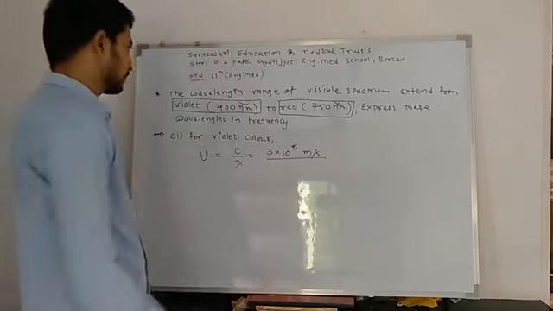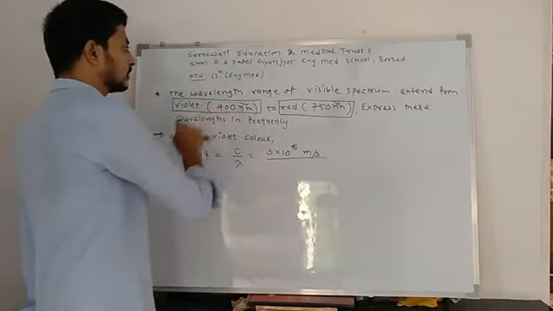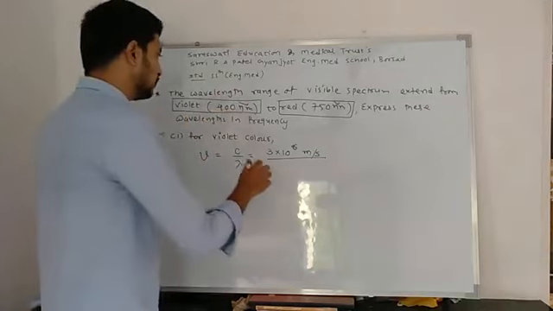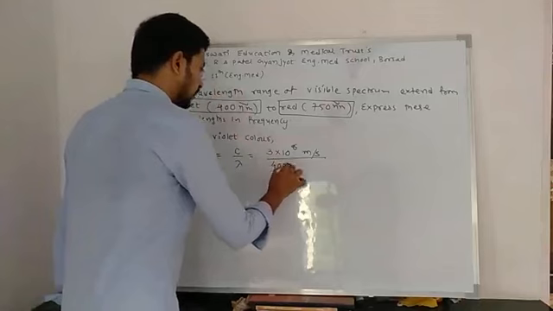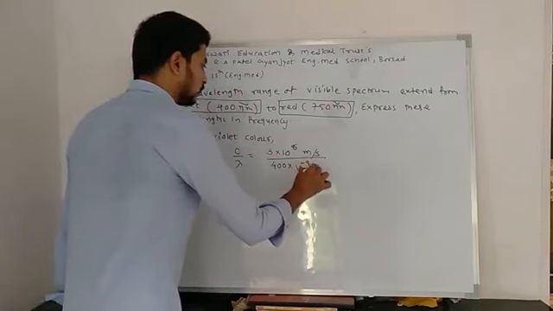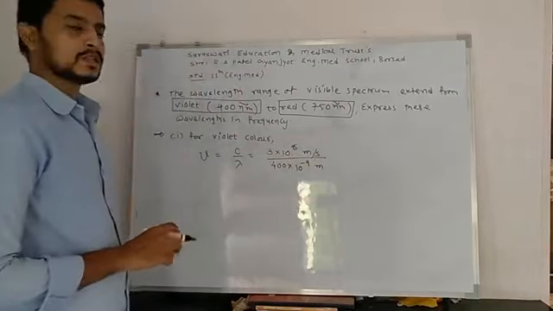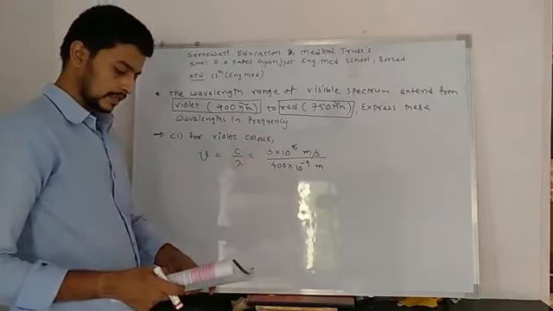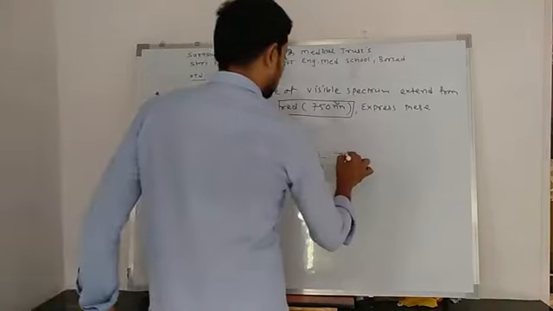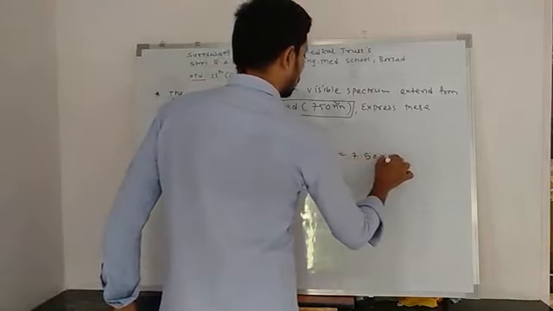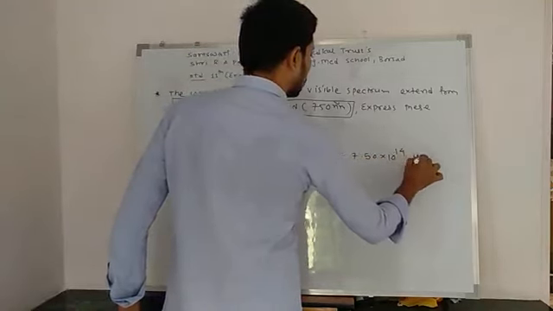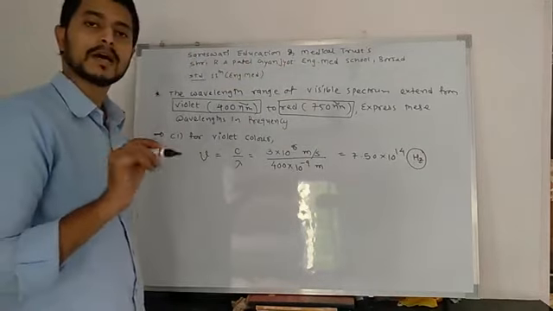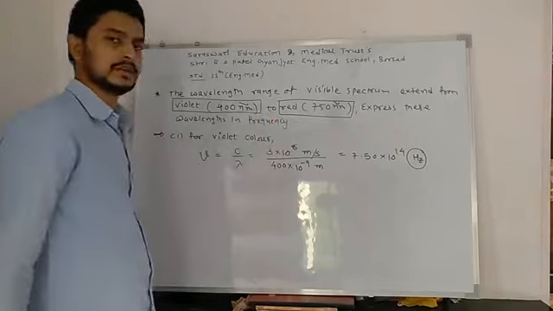Now about lambda. For violet coloration the wavelength is 400 nanometer and we have to convert into meter, so I will write 400 into 10 power minus 9 meter. If you calculate this numerical with the help of a calculator, you will get the answer 7.5 into 10 power 14 hertz. What is the unit of frequency? You have to follow your answer by its unit. It is hertz.